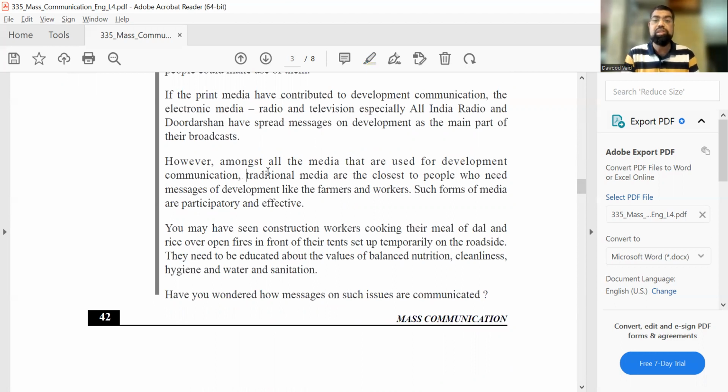There's also traditional media, people who are very close to the community. Traditional media is very participative. So you may find people coming and sitting together doing a skit, nukkad natak as we call it, or role plays, which can also be used. A lot of good examples of nutrition. So people come from house to house, they talk about good nutrition, cleanliness, hygiene.